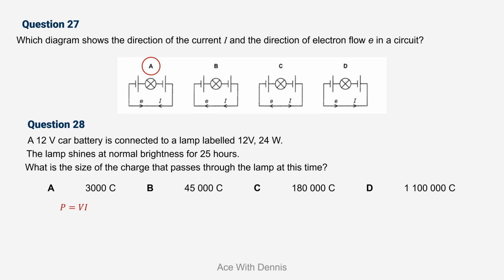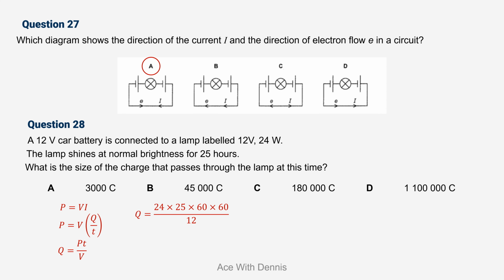To determine the size of the charge that passes through the lamp, we use the formula of power, P equals VI, where P is the power, V is the voltage, and I is the current. And we know that current is the rate of flow of charge. Hence, the formula becomes P equals V times Q over t. Then we rearrange the formula to make Q the subject. Hence, the equation becomes Q equals Pt over V.